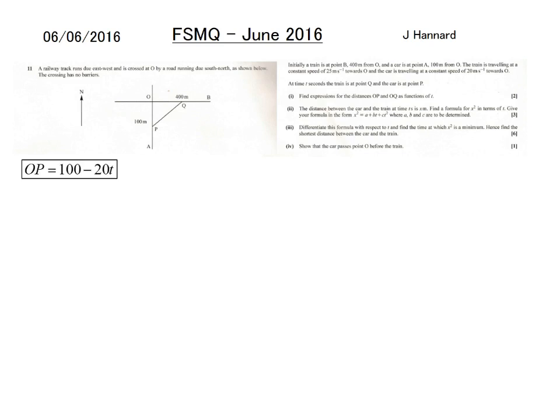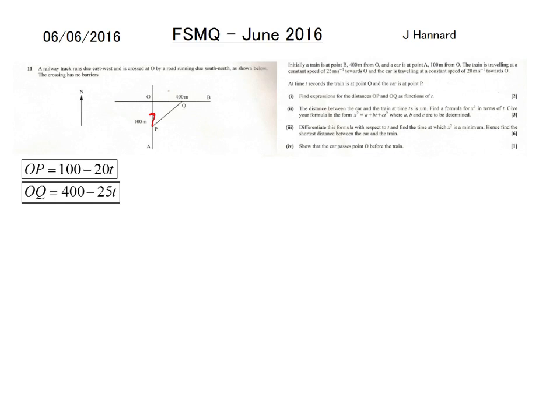So, OP must be 100 minus 20t, because he's going towards there, so each second that passes the distance is going to get smaller, so it's minus 20 times your t. And OQ, similarly, it's going to be 400 minus 25t, because as time goes on it's going to get closer and closer to the origin, so that's why we're doing that.